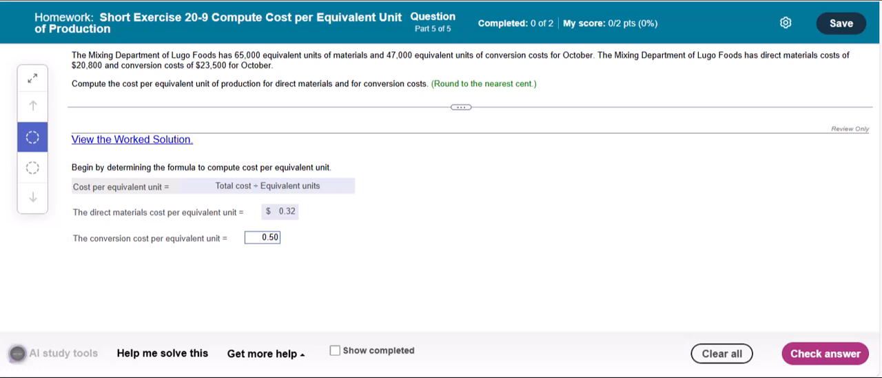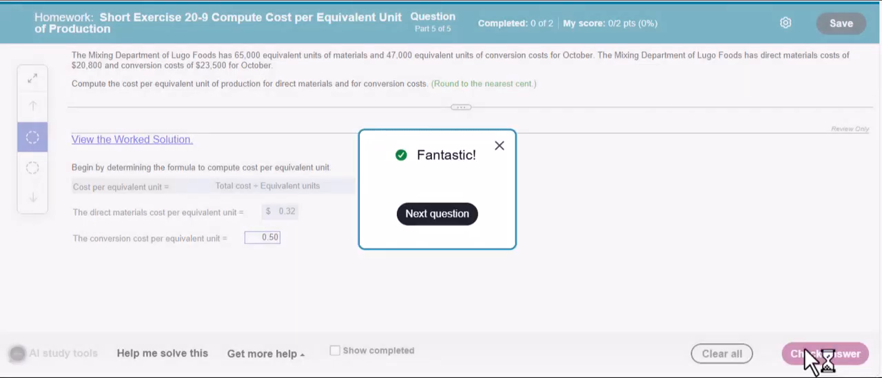So what this means is whatever food product this is, there is 32 cents of direct materials in the food product, and then there's 50 cents of conversion costs, which means, again, direct labor and manufacturing overhead. So the cost to make the product is the 32 cents plus the 50 cents. So we need to charge something higher than that to have a gross profit. Let's check our answer. Fantastic.